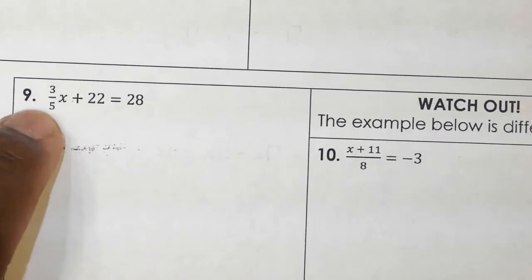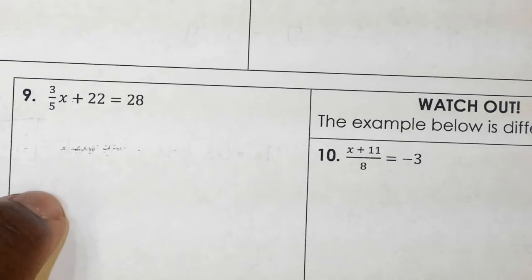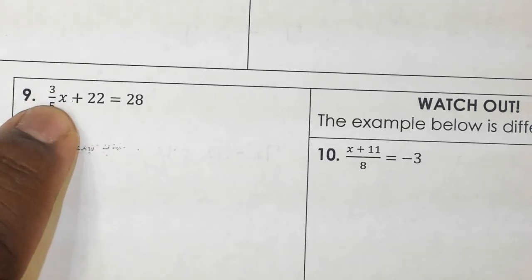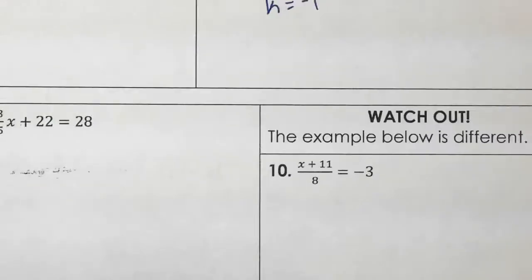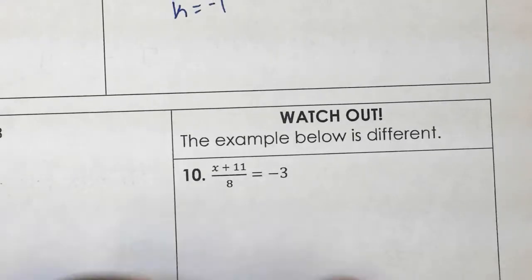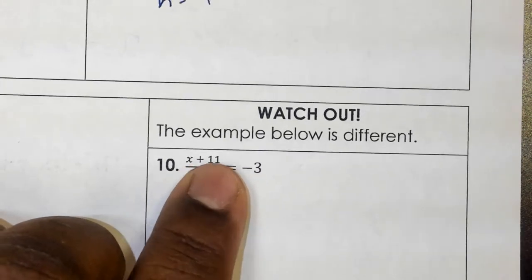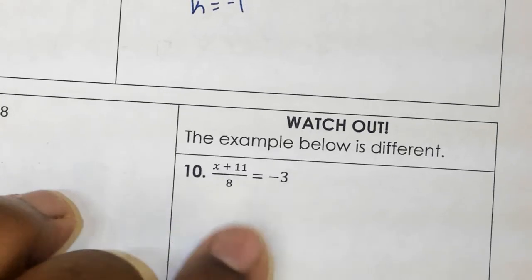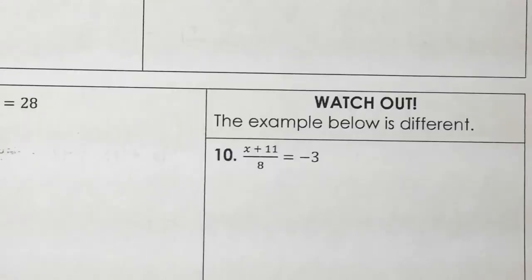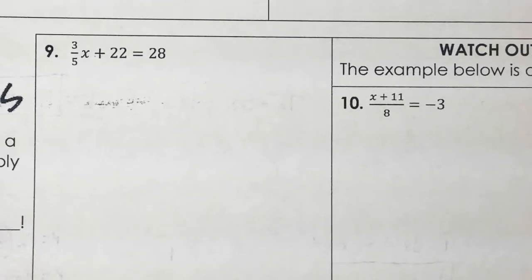Number 9, you got 3 over 5 x plus 22 equals 28. You got a fraction in number 9, but it's just a fraction times x. On number 10, you got x plus 11, all of that whole expression on top being divided by 8 equals 3. A lot of y'all don't know what to do when y'all see this situation. I'm going to help y'all through it. Help you understand the difference.